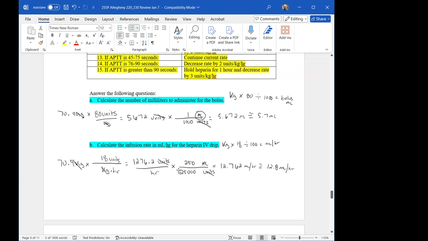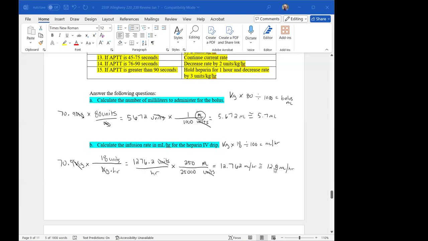This time we're not going to use the bolus dose because we're not calculating a bolus. We're going to use what the IV says. The IV said we had 25,000 units of heparin in 250 milliliters of half normal saline. That's where those numbers are coming from. We do that math, round it to the nearest tenth, and we get an answer of 12.8 ml per hour.